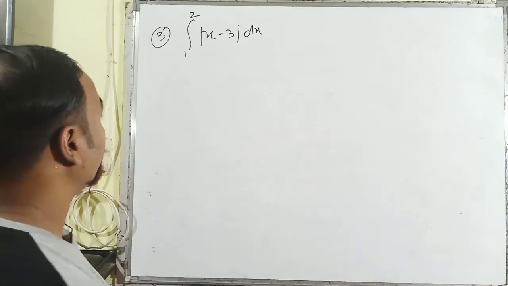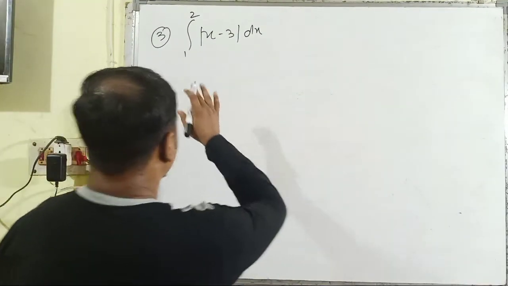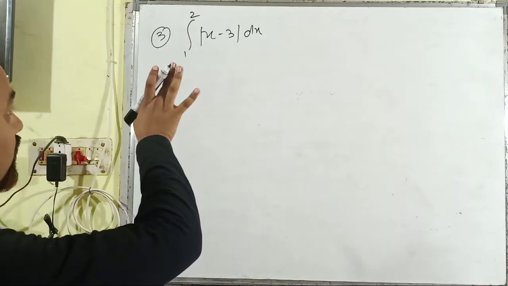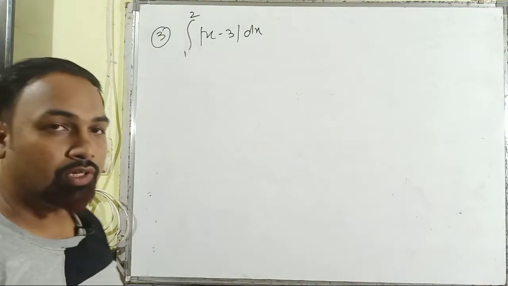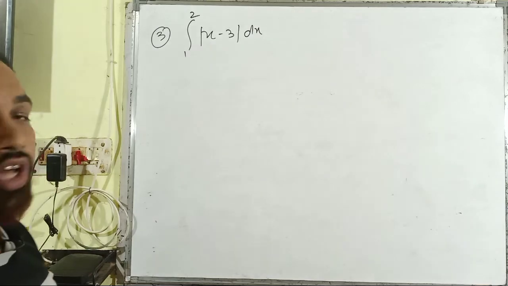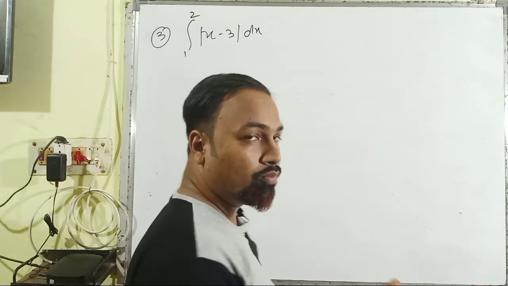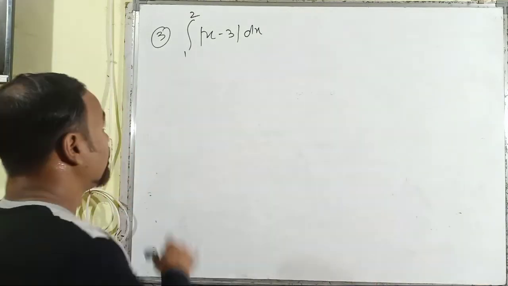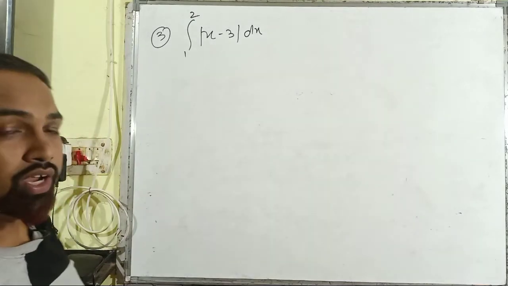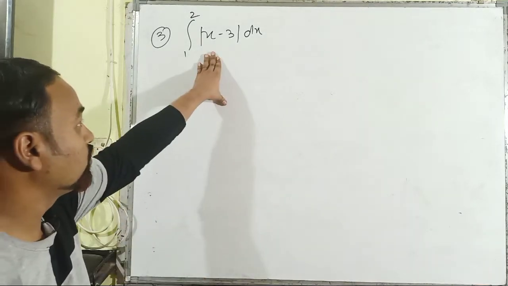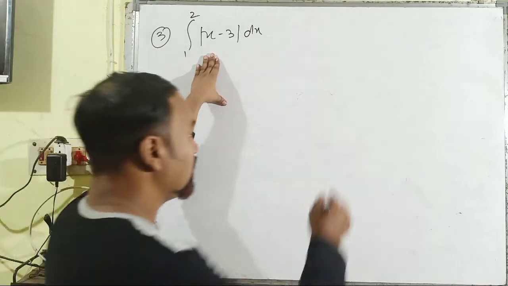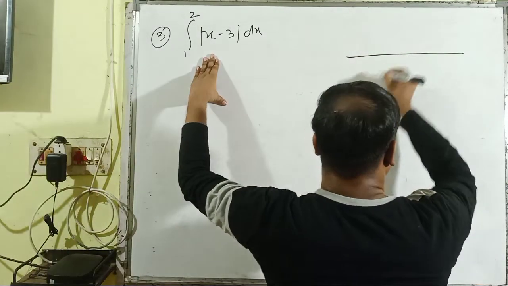Let us go through the third problem. The problem is like this: we have to find out the definite integral of modulus of x minus 3 with respect to x, but from the lower limit 1 to the upper limit 2. First of all, we have to find out by which point the behavior of this function x minus 3 is getting changed. So here it is the number line.